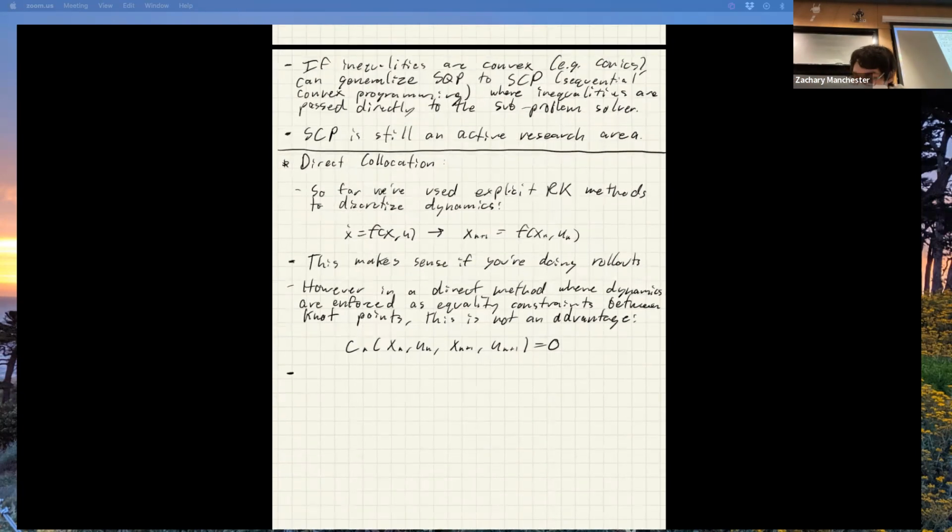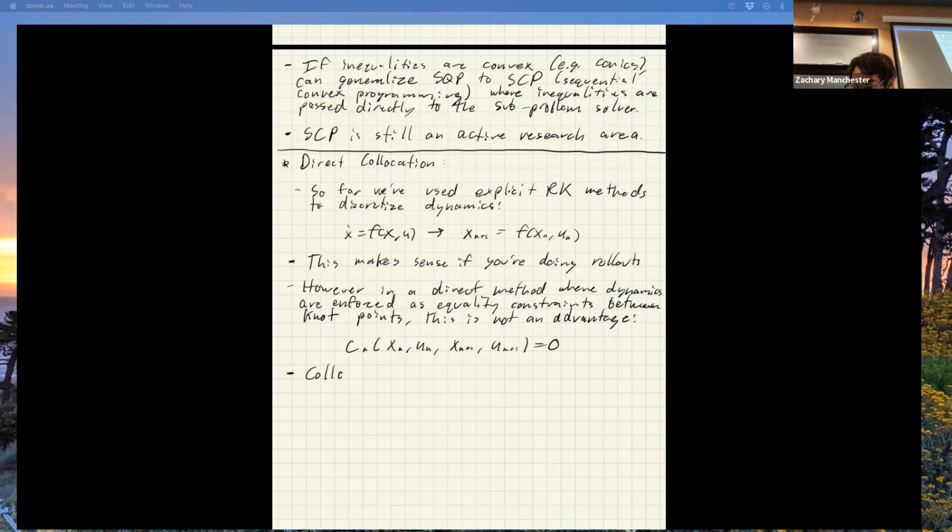And because of that, the implicit methods actually have a lot of things going for them. They tend to be more stable, they can have better energy behavior, and they can generally be more accurate for the same order. And there's even more fun tricks you can play, which we'll talk about now.